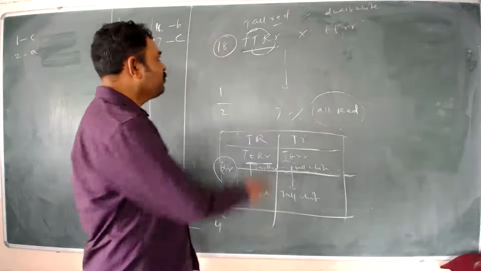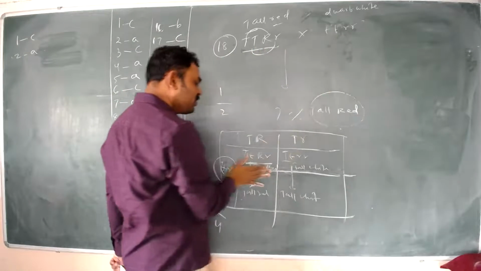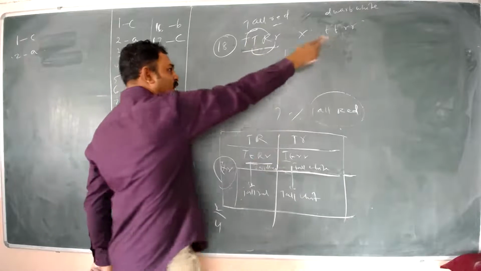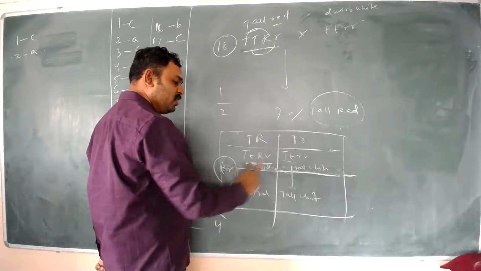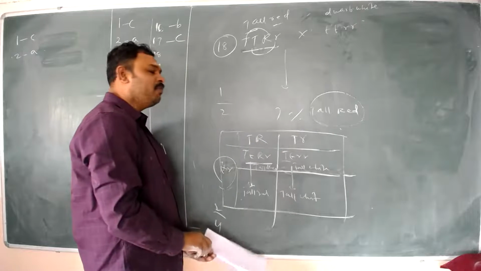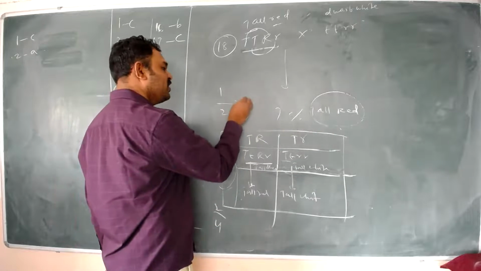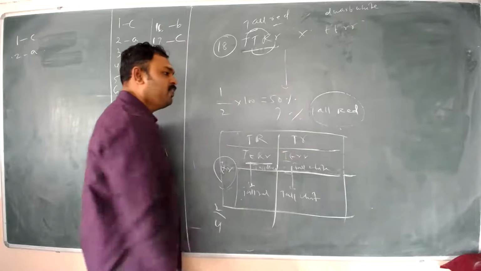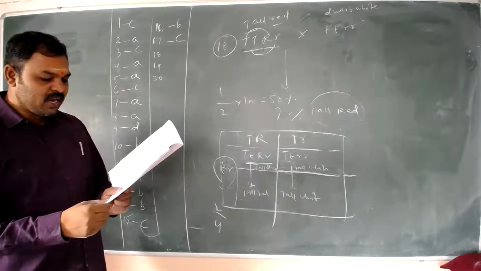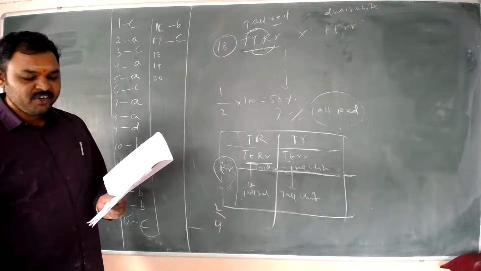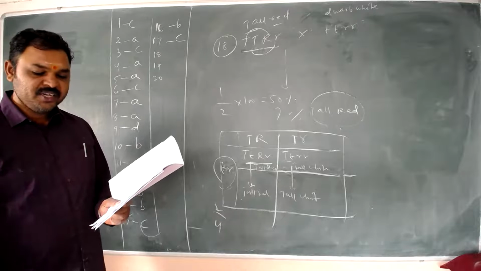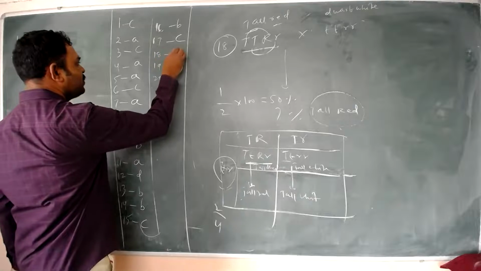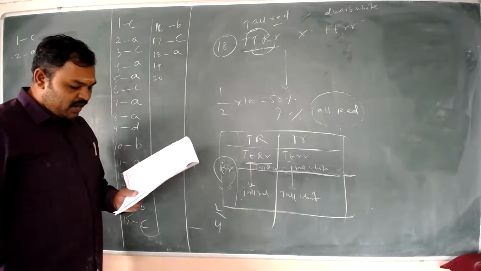A cross is made between tall red and dwarf white. What percentage of plants show tall red here? These are gametes from this plant, and gametes from this plant. We make a cross, then how many tall red will come? 1 by 2 probability. If you convert this to percentage, 100 by 2 means 50%. So what are the options given? Question 18: option A 50%, option B 75, C 25, D 100%. So A, 50%, is the answer. Answer 18 is A.